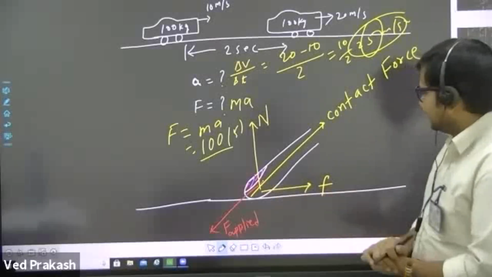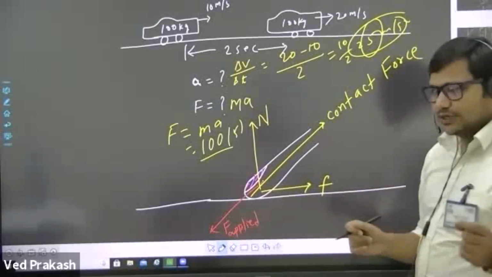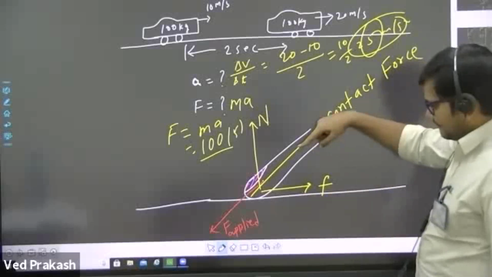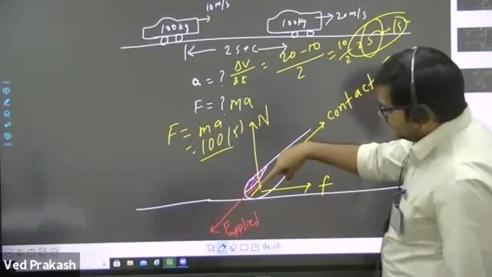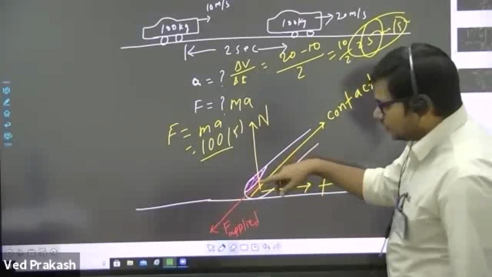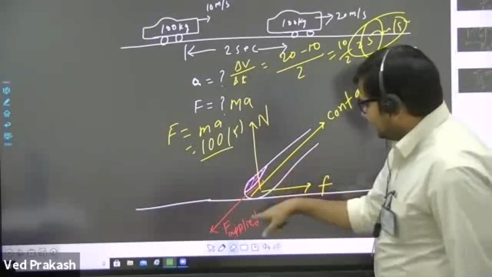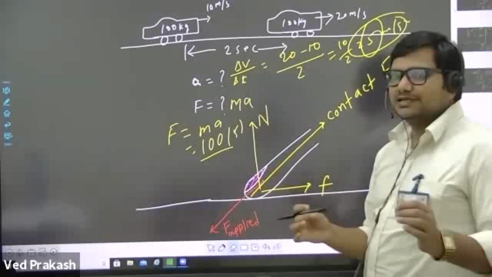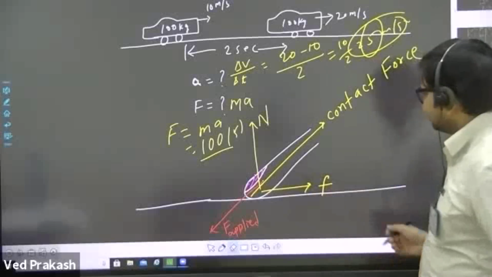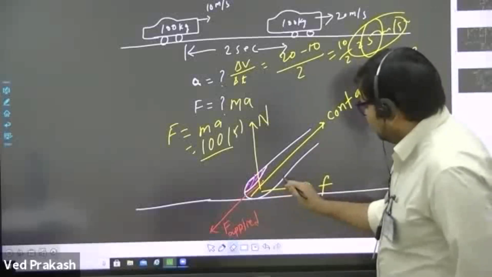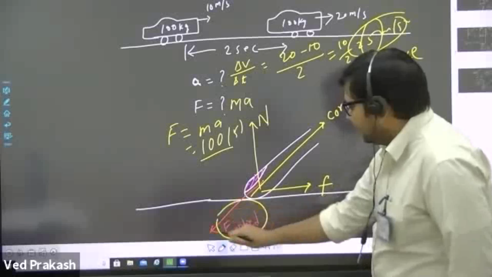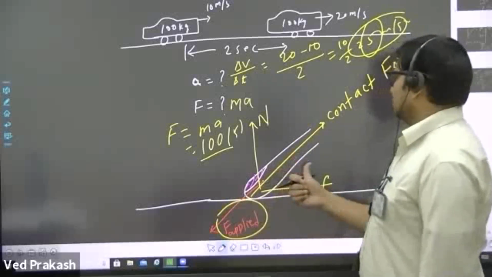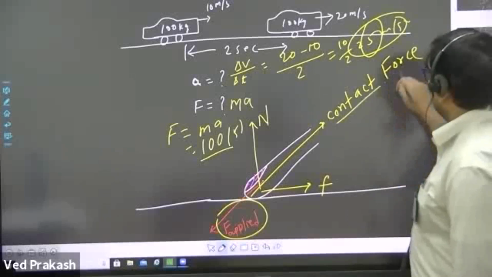So the next term is contact force. What is contact force? If you try to apply a force with your finger on the ground or a table, then this table will also apply a force on you, from Newton's third law, which we have already studied in previous lectures. So you are applying this force, and this ground or table is applying an opposite force, a reaction force on you, which is called contact force.